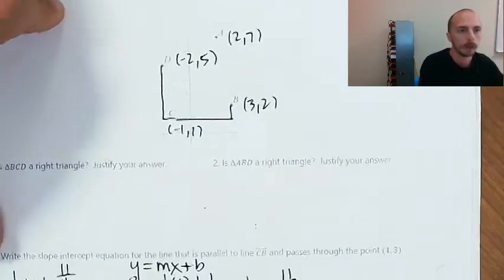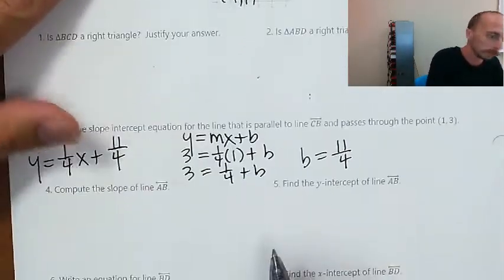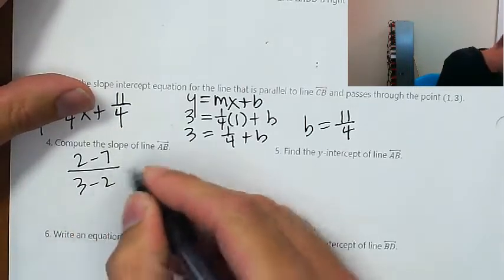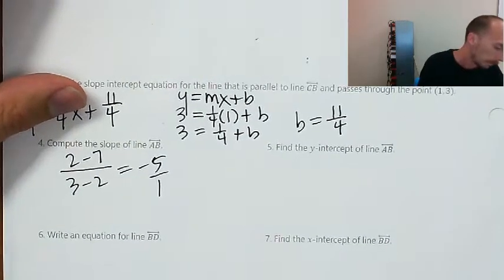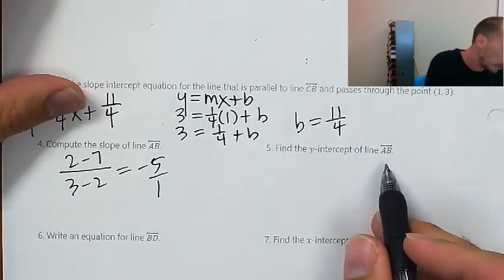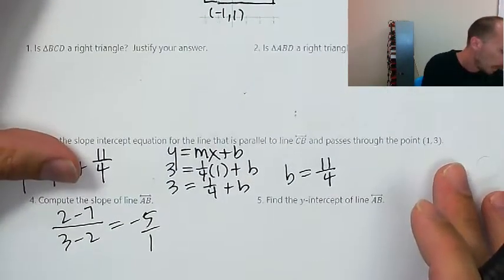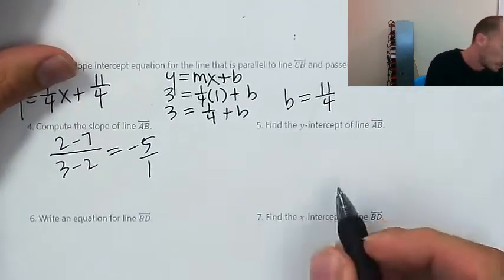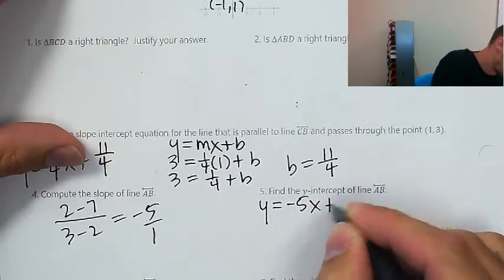Now, if we're wanting to compute the slope of line AB, we could do 2 minus 7 divided by 3 minus 2, and we would see that it was -5 over 1. We'd already done that. So the y-intercept of line AB, that's a more interesting question. That's not something we've already done. And so AB, we've seen, has a slope of -5. So y equals -5x plus b.